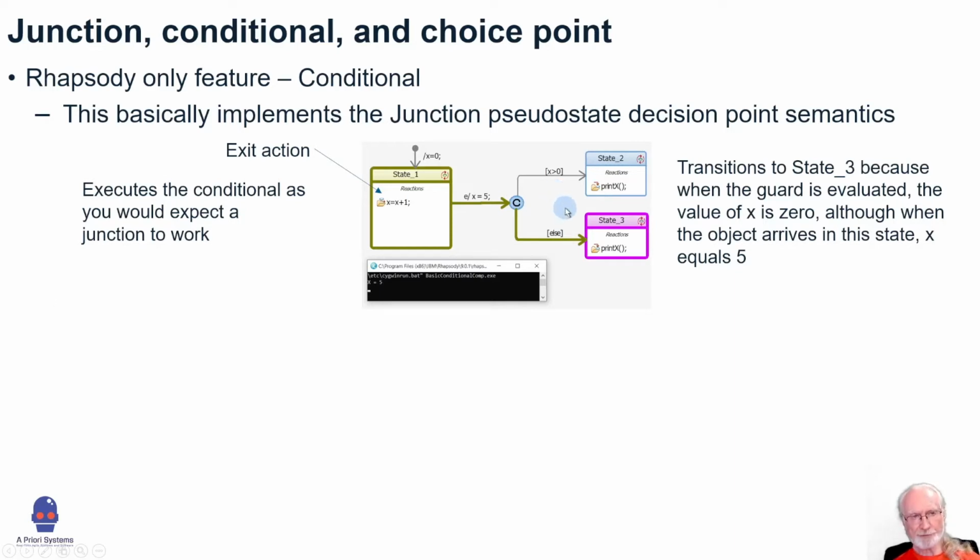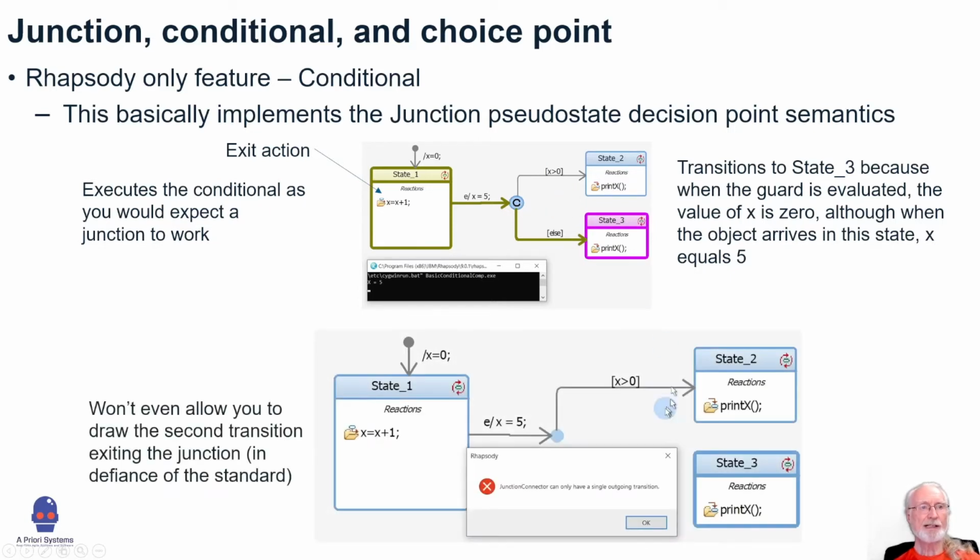The other side of a junction is that for a junction you can have multiple exiting paths. However, in Rhapsody, this is what a junction looks like in Rhapsody. You cannot have multiple exiting paths. You can have multiple inputs, but only a single output. So if you try to do that in Rhapsody, you get this error message: Junction connector can only have a single outgoing transition. This is in conflict with the standard. It's not a terrible conflict because you have conditional to take the place, but it nevertheless is inconsistent with the standard.